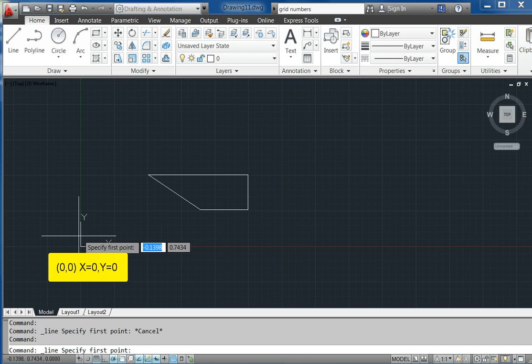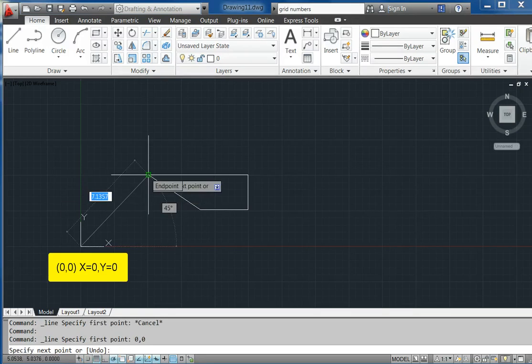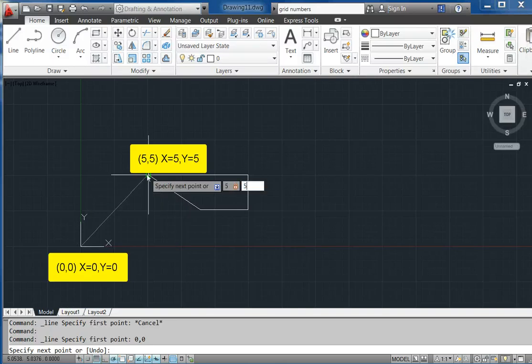The line's origin will start at 0, 0, where X and Y are both 0. The end point depends on the scale that you're working in. Here, the end point is where X equals 5 and Y equals 5.